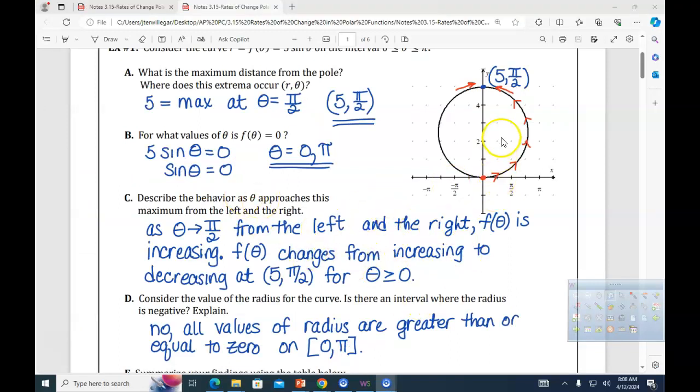As I approach pi over 2 from the right, on that right-hand side, it's increasing, right? As you approach from the left, I'm sorry, I meant it starts decreasing. So you go up, and then you're going to start coming down if you're going from right to left. But now if I started and went left, it's increasing. So which direction you're going matters. Okay?